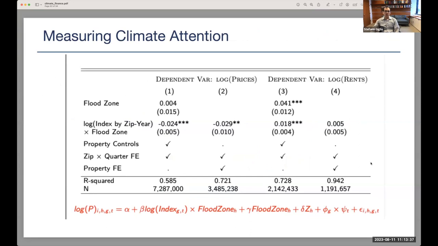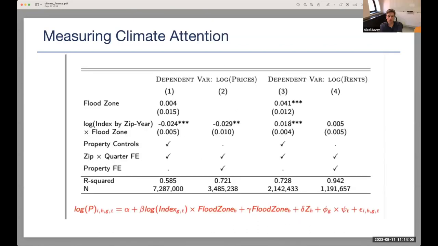In other words, one way to think about this, we're regressing log prices of the houses on a bunch of controls, and then we have an indicator for whether you're in a flood zone, which is the red houses, and then the interaction with this attention index. So if indeed house prices reflect climate risk, we'd expect this coefficient to be negative, that house prices that are red, exposed to climate risk, drop more in response to the increasing attention compared to the others.